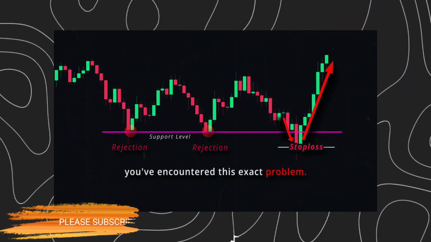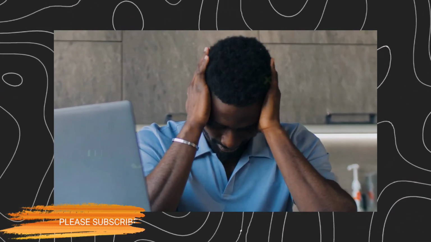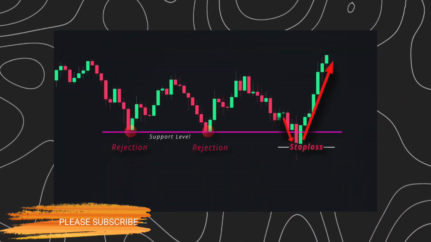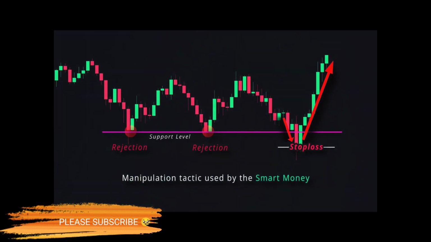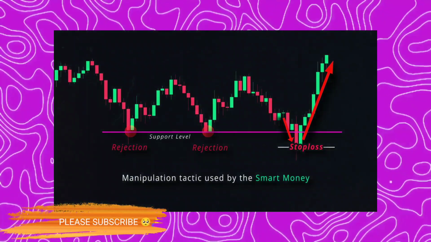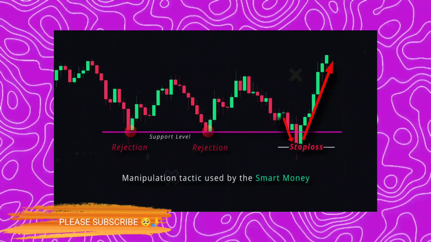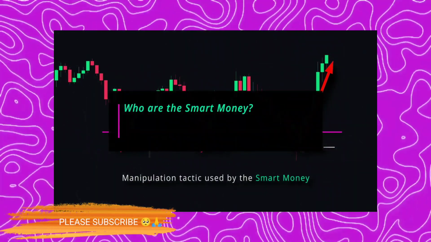Now, for most of you that experience this, I'm sure you'll find it really frustrating. But what most traders don't know is that this is actually a common manipulation tactic that the smart money use to control prices and steal profits from retail traders like us. And so, who are these smart money exactly?